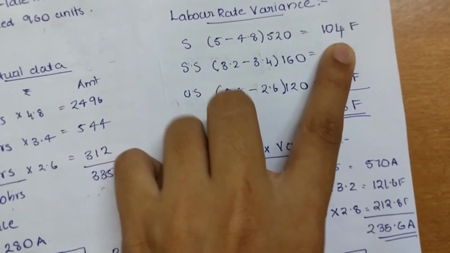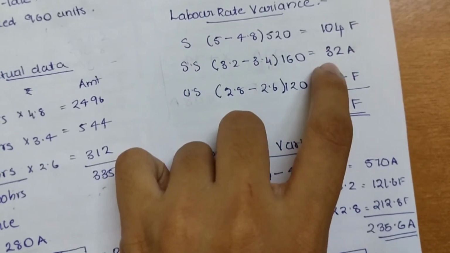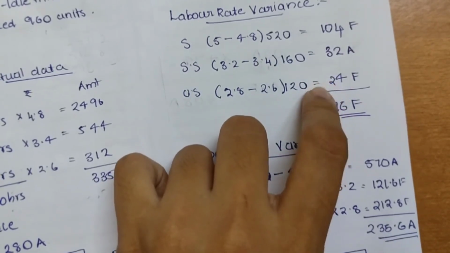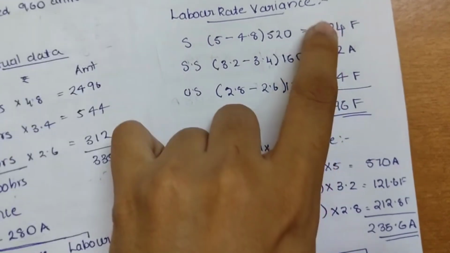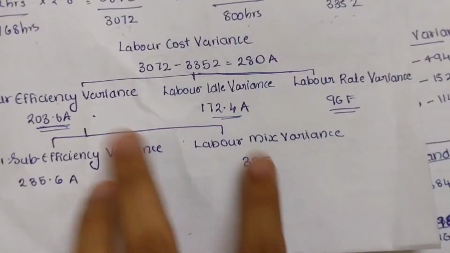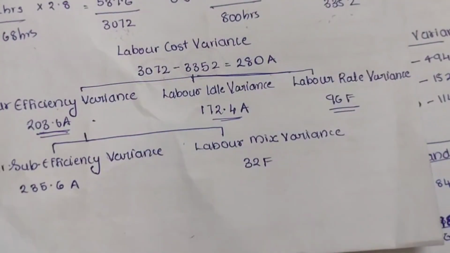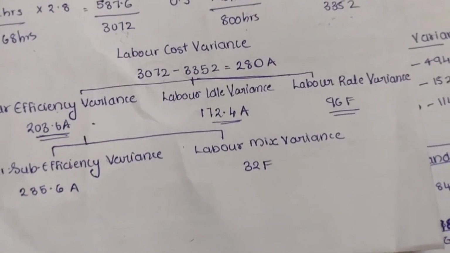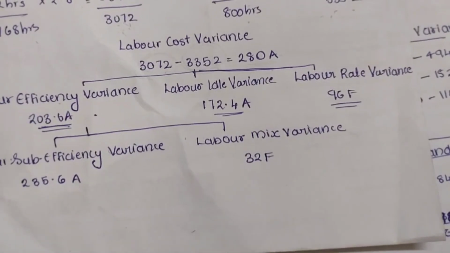Once we do that, we'll get this: for skilled labor, 104 favorable. For semi-skilled, 32 adverse. And for unskilled, 24 favorable. Once we take the net effect, we'll get 96 favorable. So we are over with the three variances. Now we are going to the branches of labor efficiency variance. Labor sub-efficiency variance is what we are going to calculate next.